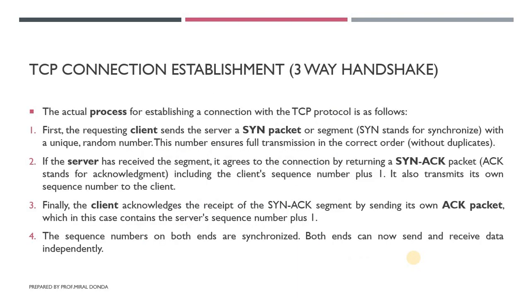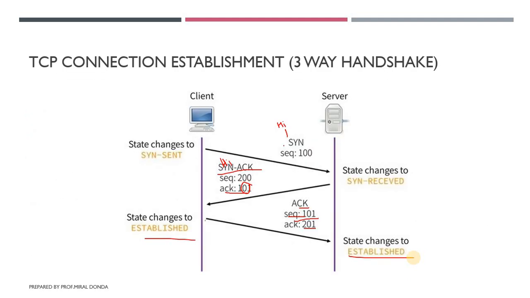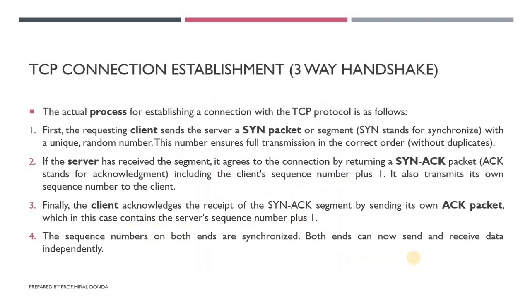So let's understand each term. The actual process of establishing a connection with the TCP protocol is as follows. First, the client is requesting. The requesting client sends the server a SYN packet or segment with a unique random number, and this number ensures the full transmission in the correct order. So this is the first step: the client sends a synchronization packet and a unique sequence number.